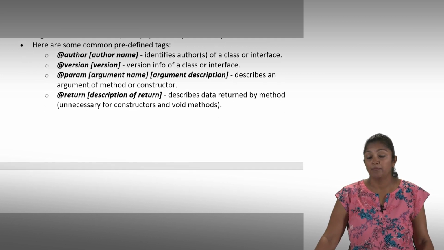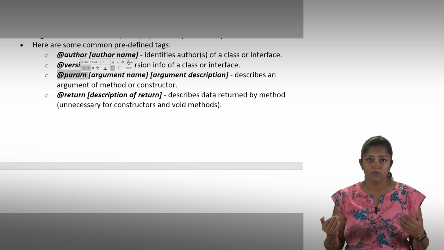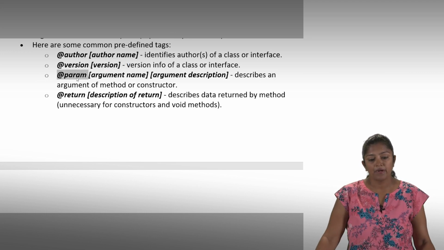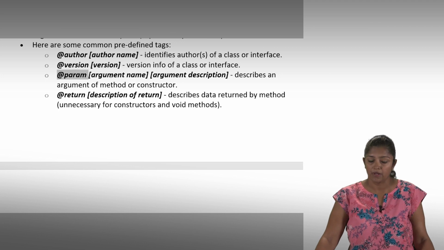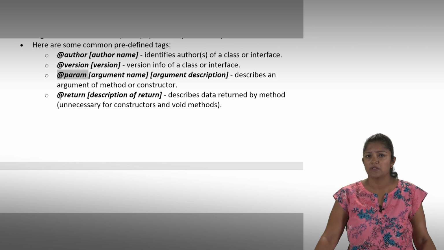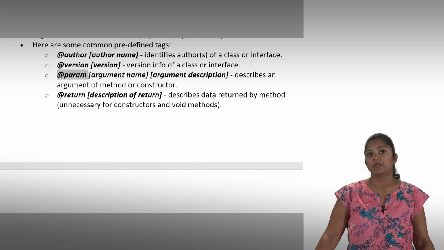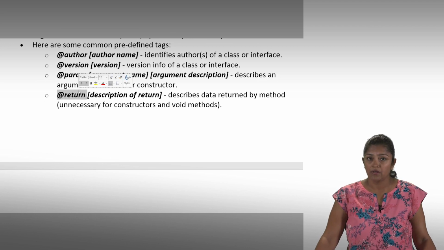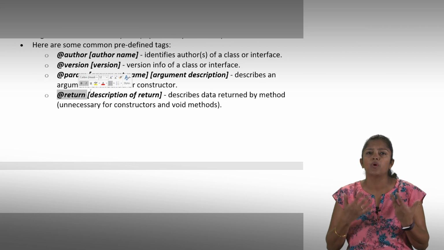When you're describing methods or constructors, it's useful to describe all of the parameters. What are the parameters that go into the method as input or into the constructor? @param is the predefined tag to specify the arguments. You say @param and specify the name of the parameter or the argument, and then provide a description of the argument. And if there is a return type, now this doesn't apply to constructors and void methods, but if there is a method that returns something, then it's useful to specify @return and provide a description of what is returned.